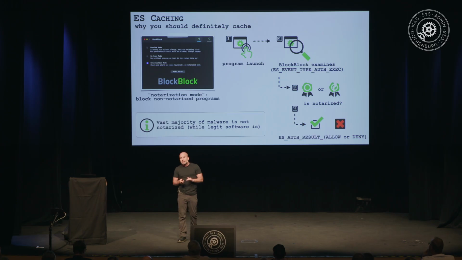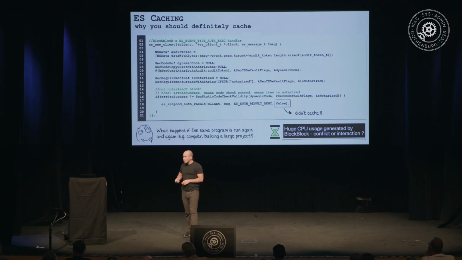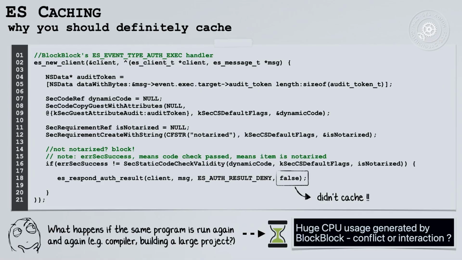So Block basically says, hey, I don't care how it was run and exploit a user. If it's not notarized, no luck. I'm just going to drop it on the floor. And it does this by registering for an auth exec event. Anytime a new process is spawned or about to be spawned, Endpoint Security comes to Block because it's an Endpoint Security client. Block checks the notarization status. If it's not notarized, it says deny, and Endpoint Security says cool and blocks the process. So super powerful, a very good generic security tool to block a lot of malware.